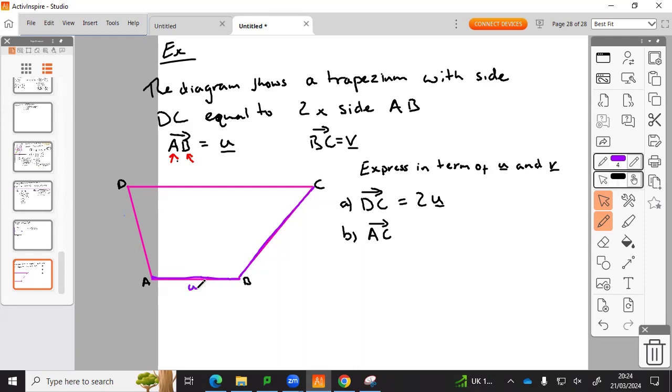Okay, now we've got the vector AB described as U and BC described as V. So to get from A to C, we need to go along vector U and go along vector V. They're both going in the same direction. Okay, so it's U plus V.